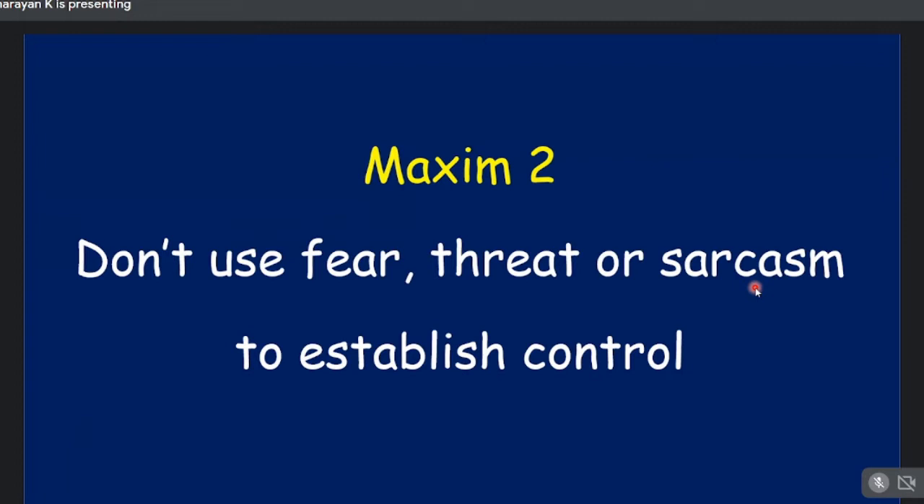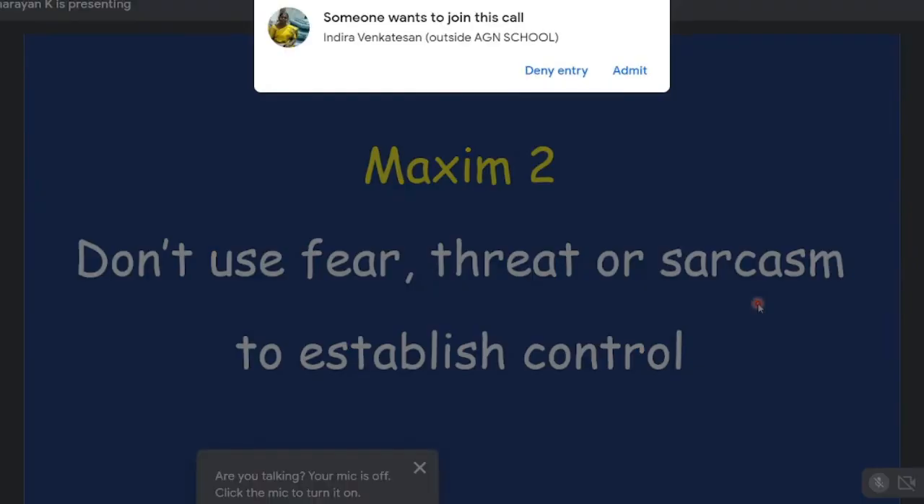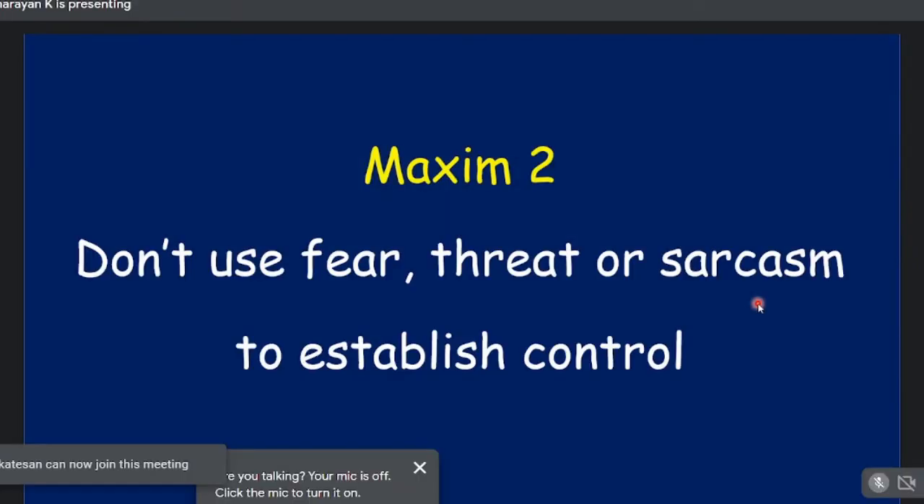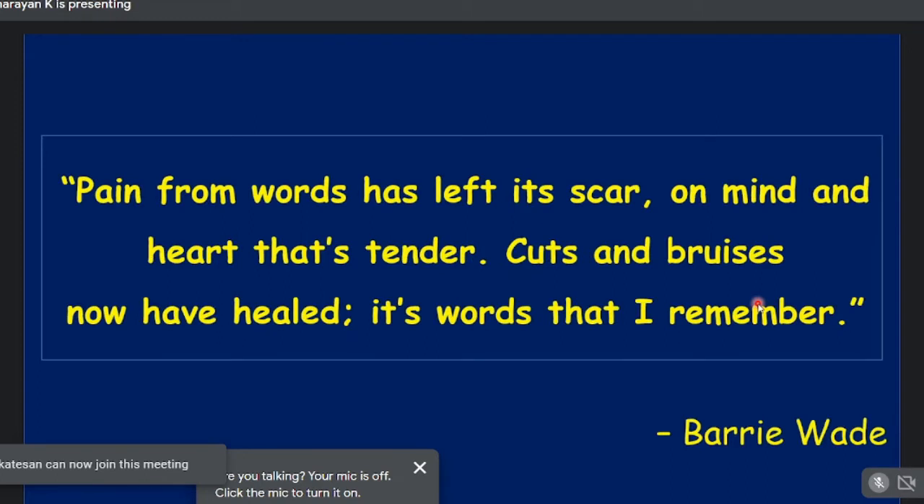Sarcasm means you humiliate a student. You make the student feel very bad, very low amidst his classmates. You give a remark that is so sarcastic that the student feels belittled, very, very low. And that is sarcasm. We use this weapon, which I think is very, very unfortunate. And we should, as teachers, never, ever use fear, threat, or sarcasm.